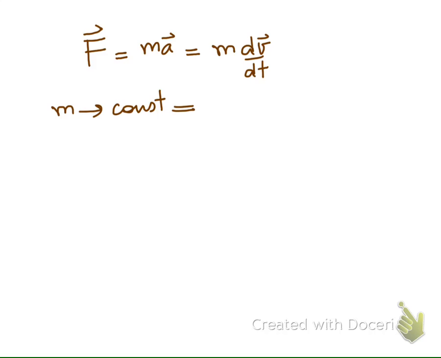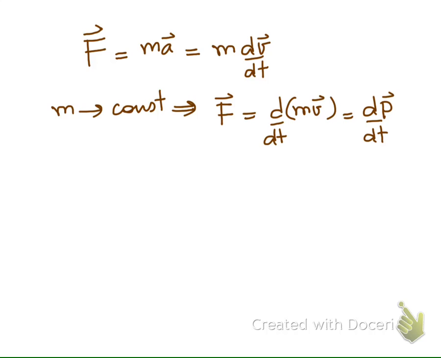We can see this also from Newton's second law. That is, if we start from F equal to ma, we can also write this as m dv by dt. And if we assume that the mass m is a constant, we have that F is equal to d by dt of mv, which is equal to dp by dt from the definition of the linear momentum.